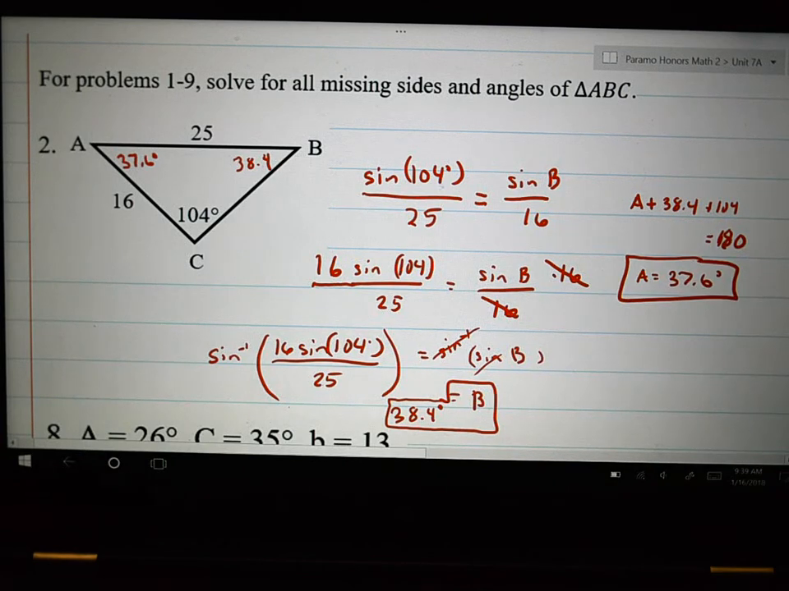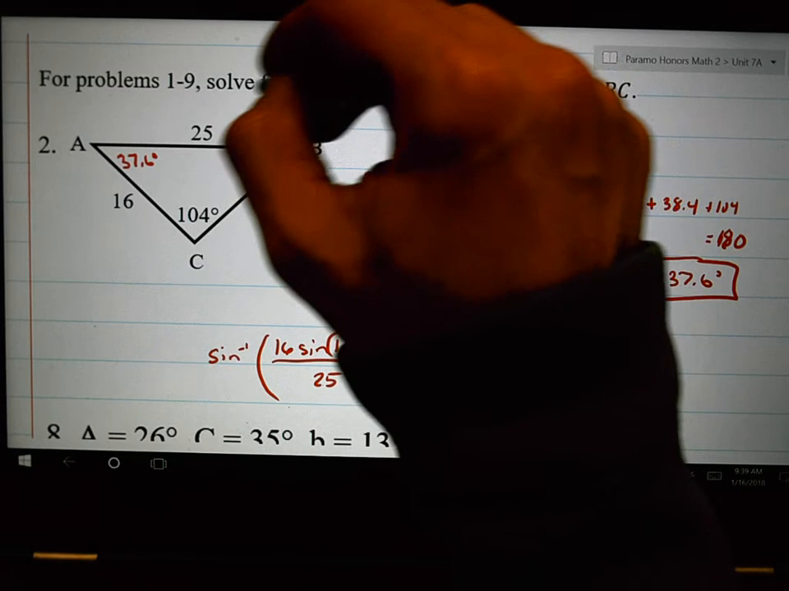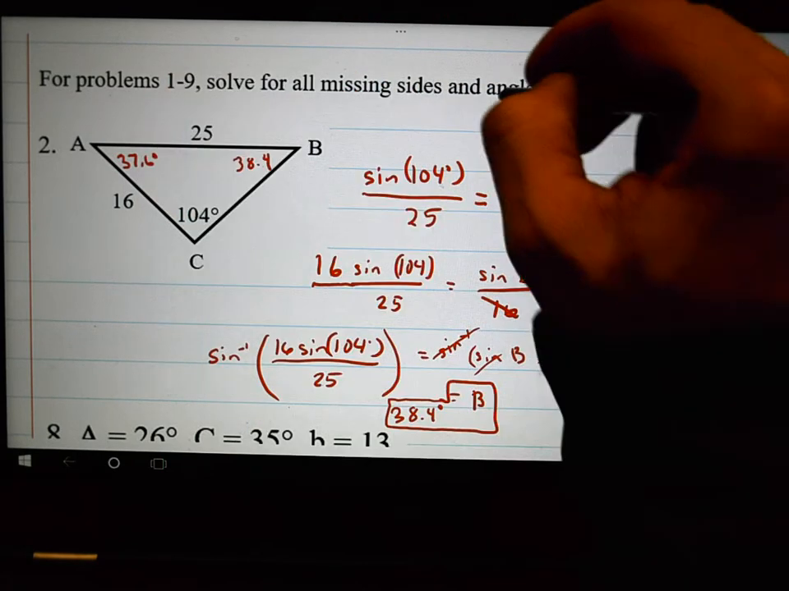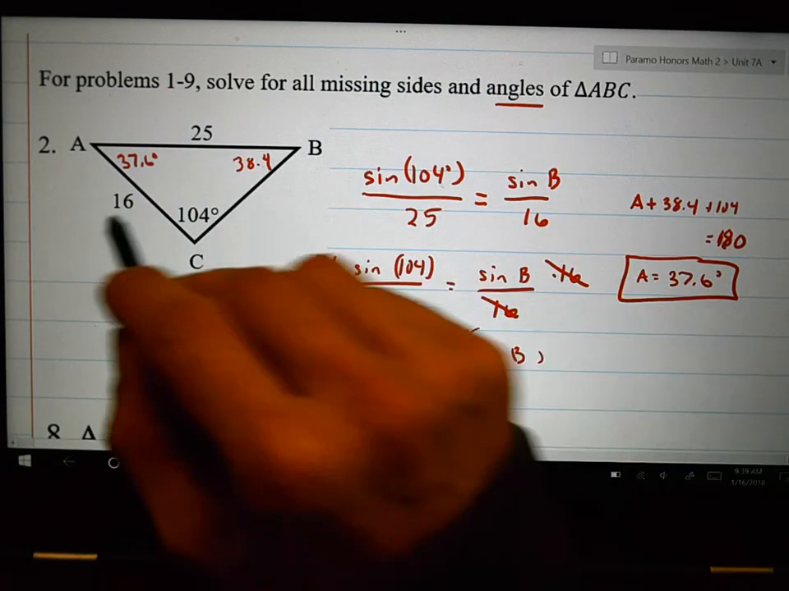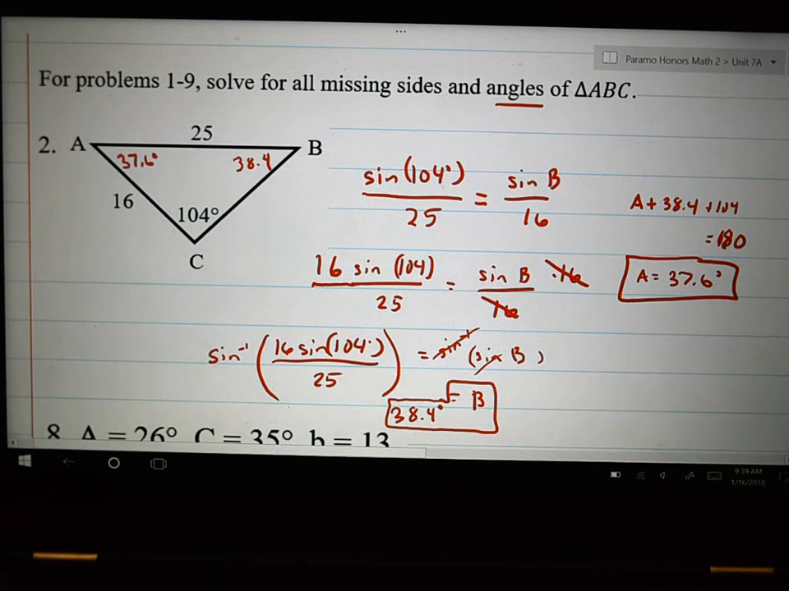Any questions so far? Then the last thing you do, solve for all missing sides and angles. We have all the missing angles. We do not have the other missing side. We still need little a. How are we going to do it? Can we use the Pythagorean theorem? No. You cannot use the Pythagorean theorem because it's not a right triangle. Pythagorean theorem, SOHCAHTOA, only works for right triangles. These are not right triangles.